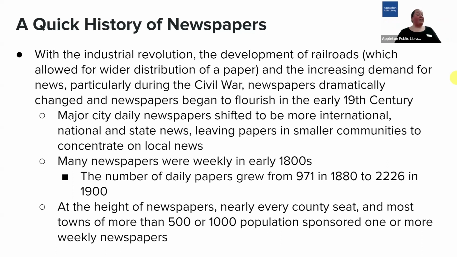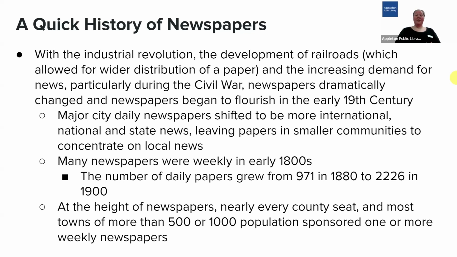So we see a lot of major city daily newspapers shift to be more international, national, and state news. And then the newspapers coming up in smaller communities concentrate on that local news, which we think of today when we open up our local newspaper and see the stuff that's relevant to this geographical area. There are going to be many newspapers that are weekly, beginning in the early 1800s. And the number of daily newspapers grew a lot between 1880 and 1900.